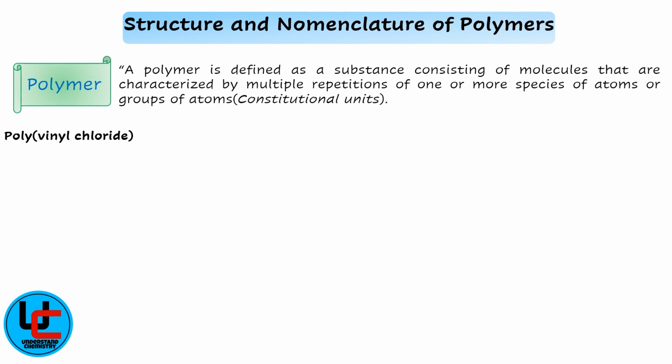Let me explain with the help of example of polyvinyl chloride. If we look at the structure of polyvinyl chloride, we come to know that there are three constitutional units. But the constitutional unit highlighted in green describes the polymer constitution precisely and completely. This is called constitutional repeating unit.